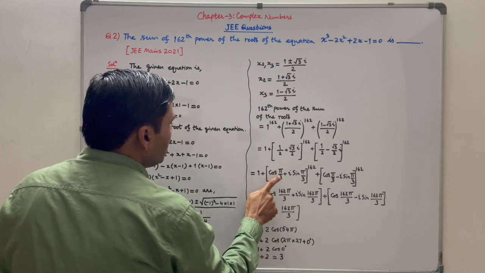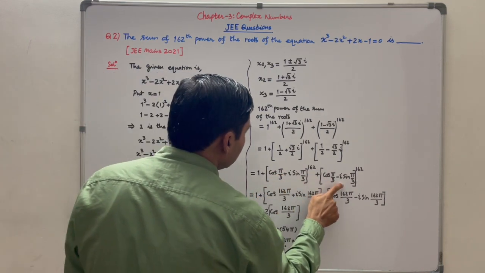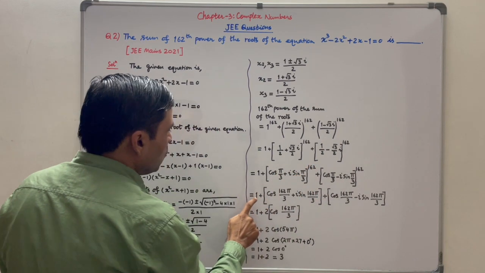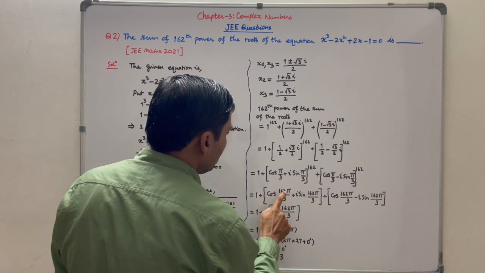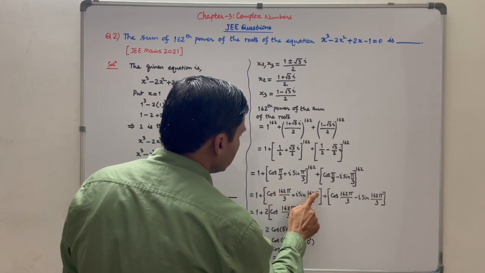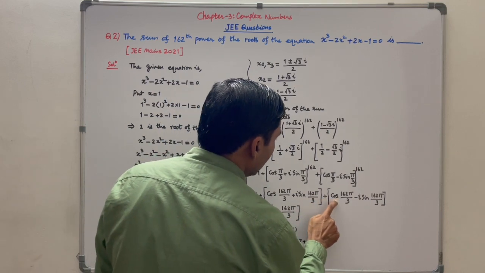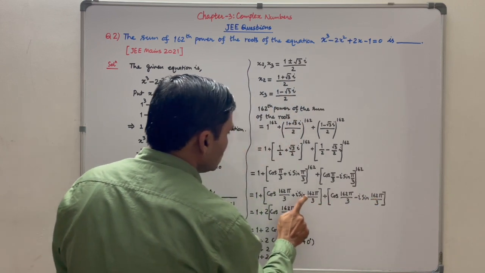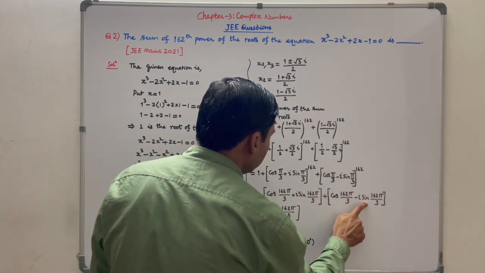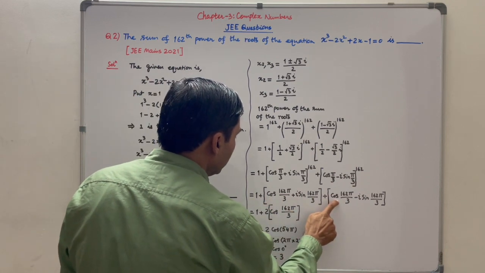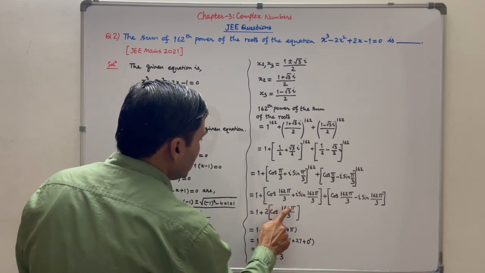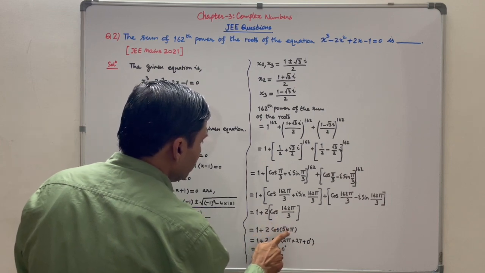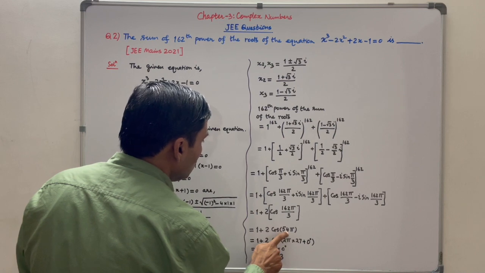Now we can apply the De Moivre's theorem in the second and third term. So this power will be multiplied with the angles. So it will be 1 plus cos 162 pi by 3 plus i sin 162 pi by 3 plus cos 162 pi by 3 minus i sin 162 pi by 3. So this term and this term will get cancelled and this will be added to give 2 cos 162 pi by 3. This can be simplified as 54 pi and 54 pi is a multiple of 2 pi.